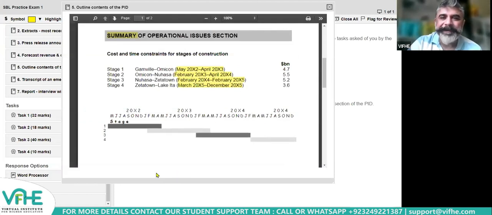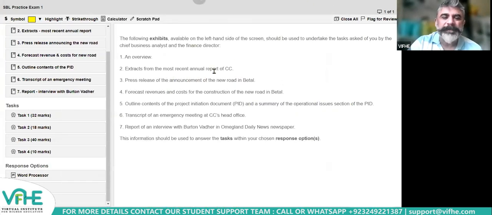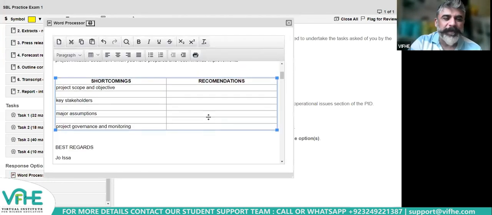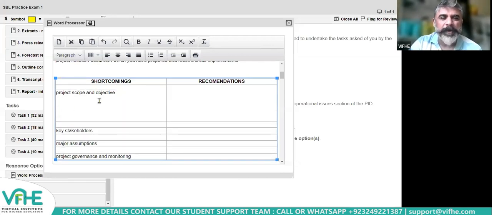All right. Now, let's do some drafting. Okay, we've identified the points that the project scope is missing, the key stakeholders are missing, major assumptions are missing, governance stakeholders and monitoring is missing. Let's talk about the first one. Project scope and objective is missing.